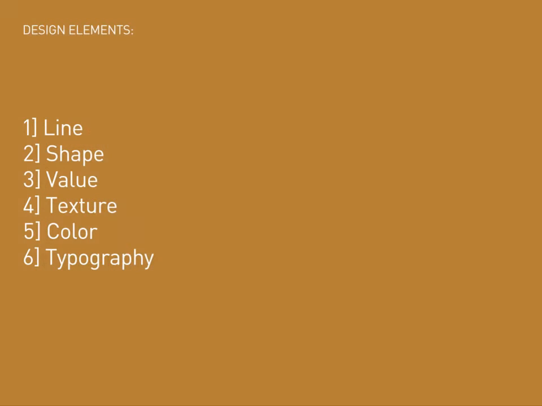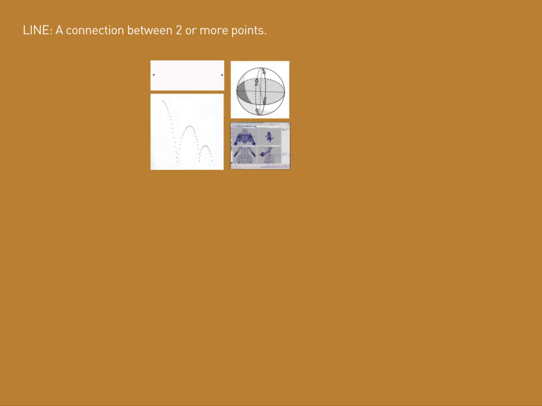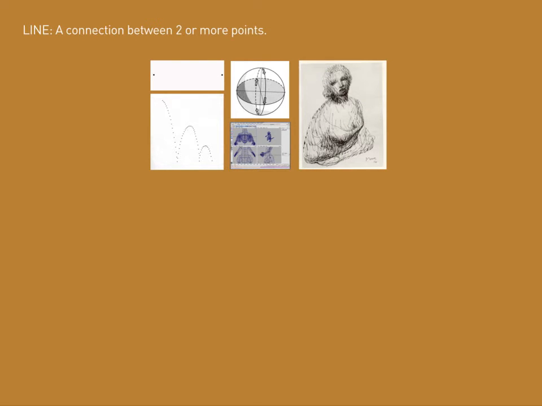Let's start with design elements. There are 6 design elements: line, shape, value, texture, color, and typography. We'll go over each of these briefly. Line essentially is a connection between 2 or more points. It can be an implied line or a connected line. Line can create space or volume. Line can also have character.